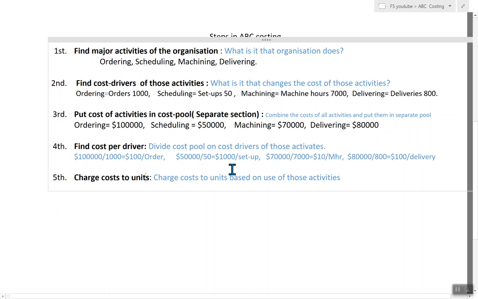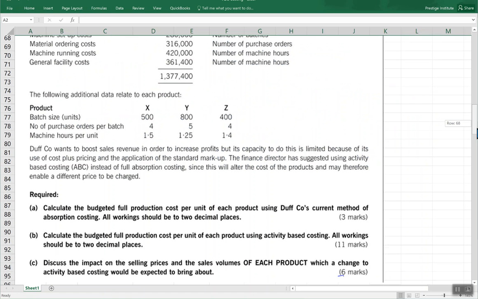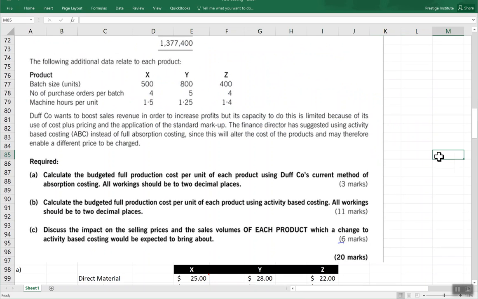So let's directly jump to a past paper question on activity-based costing. Okay, we have a question here. Required: calculate the budgeted full production cost per unit of each product using DAFCO's current method of absorption costing. All working should be to two decimal places. So they are currently using absorption costing.